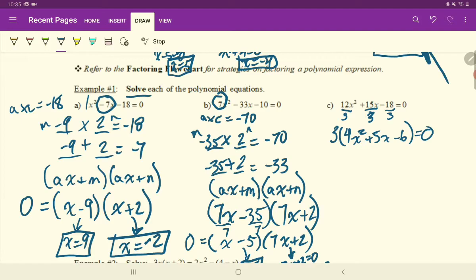Okay, so now this is a little bit easier for me to work with. All I need now, my a times c now is actually 4 times negative 6, so that makes it a little bit easier than 12 times negative 18, right? Do you see that? It makes it a lot easier when you common factor first. So find two numbers that multiply to negative 24. Those same two numbers have to add to 5. Okay, how about 8 and negative 3?